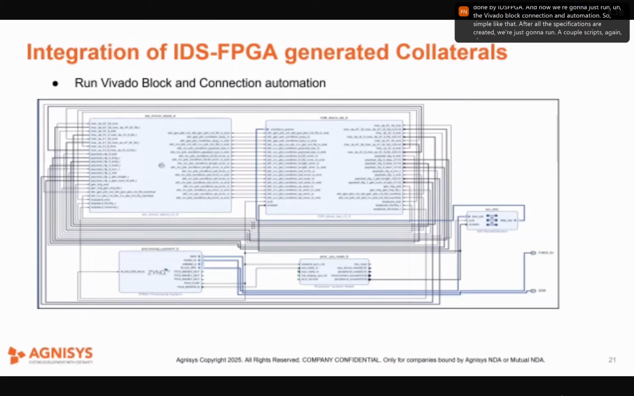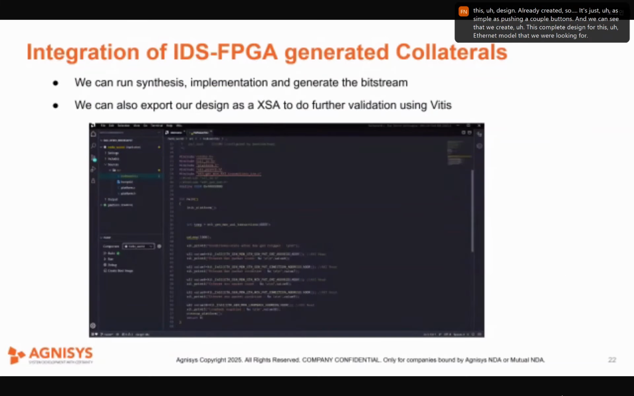Again, also generated by a tool, we see that we have this design already created. So it's just as simple as pushing a couple buttons, and we can see that we create this complete design for this Ethernet model that we were looking for. So now that we have the design created, the next step again is to run the synthesis, implementation, and generate the bitstream so that we can actually target our board.